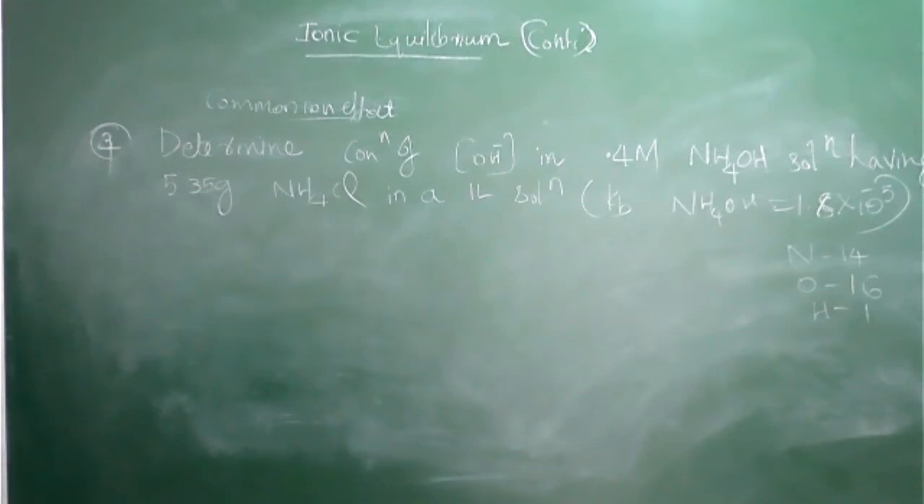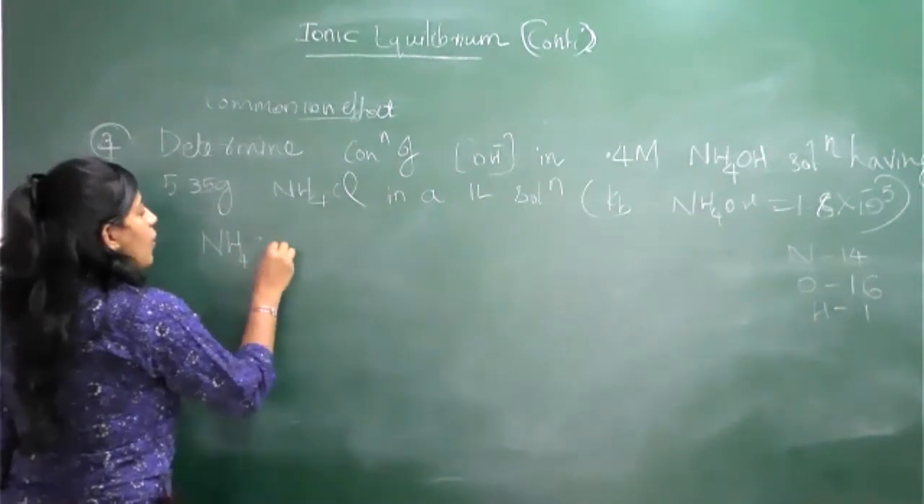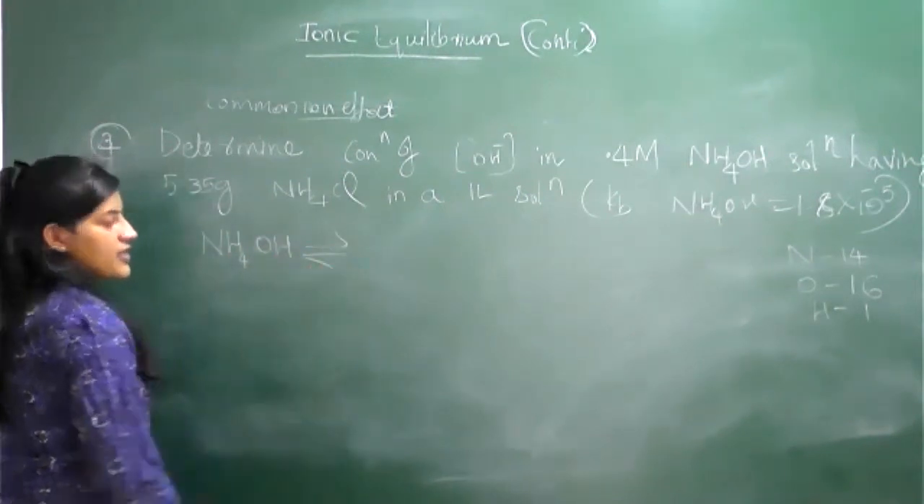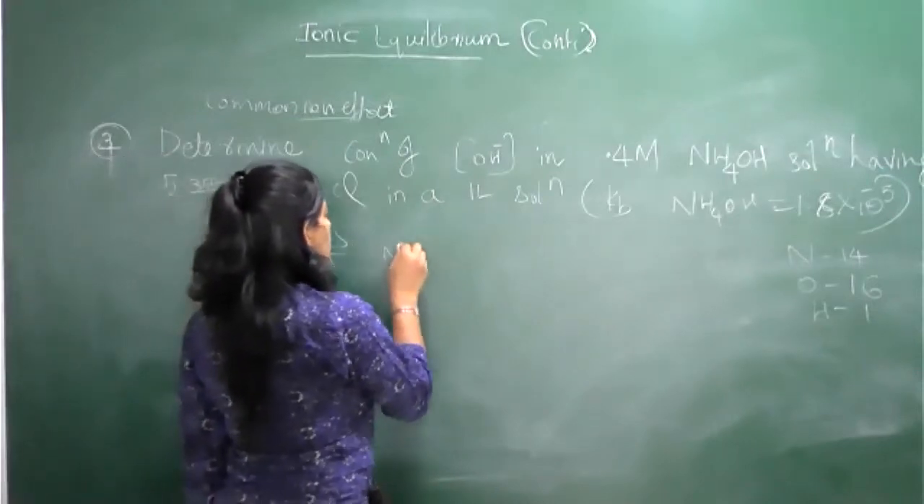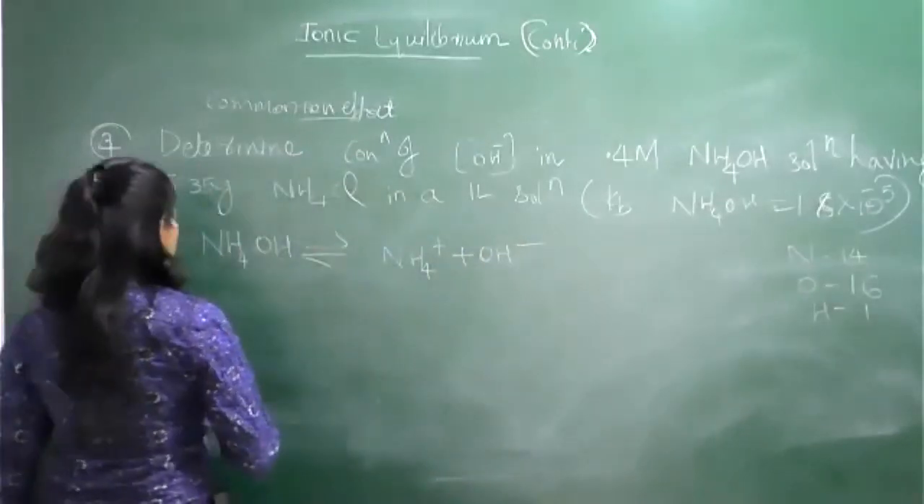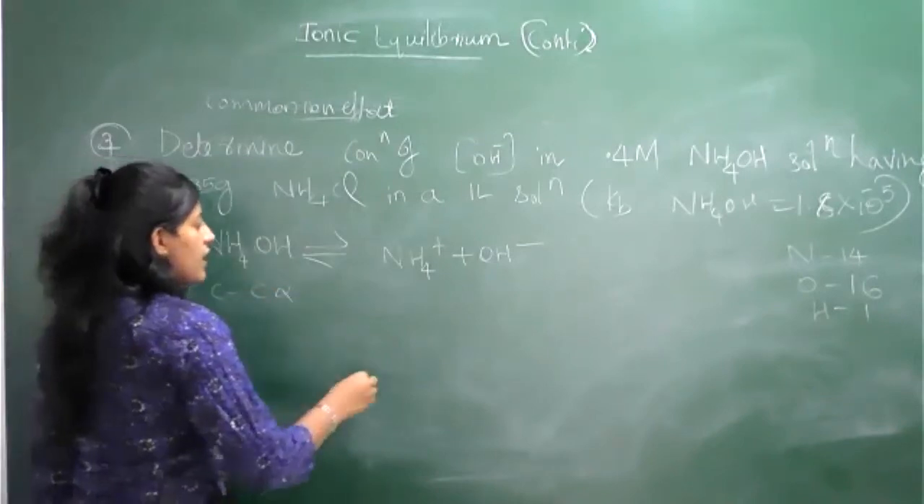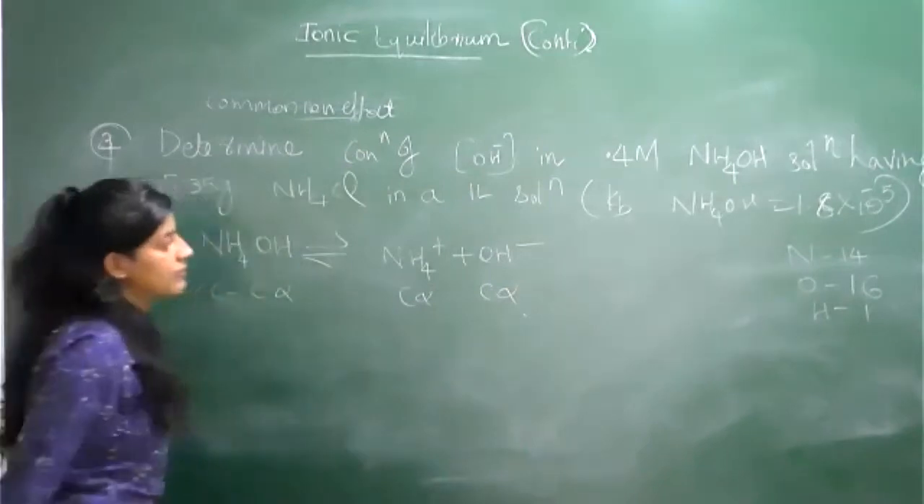Concentration you want to find out. OH minus ion concentration in 0.4 molar NH4OH. OH minus ion concentration. Dissociation I will help you, very simple. NH4OH is going to dissociate to form NH4 plus and OH minus. So at the equilibrium what happens? C minus C alpha, here C alpha, C alpha.